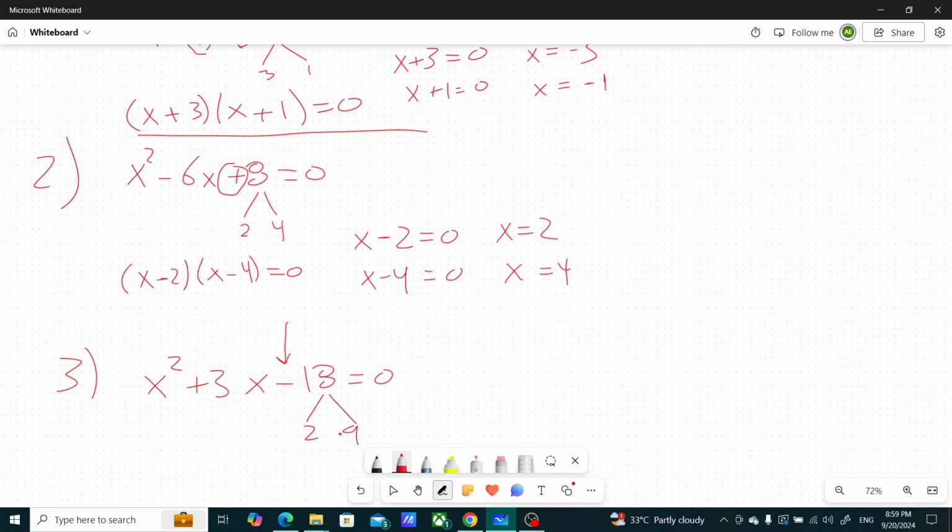So the difference between 9 and 2 is 7, not 3, so it will not work. So 3 times 6 is 18, and the difference between 6 and 3 is 3. So these are my answers.